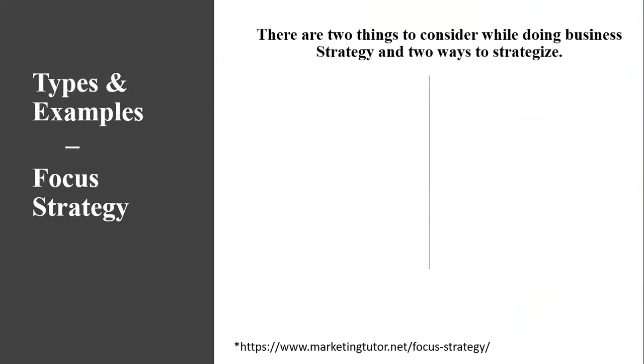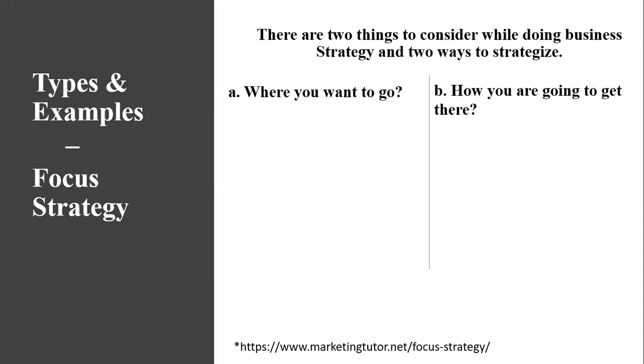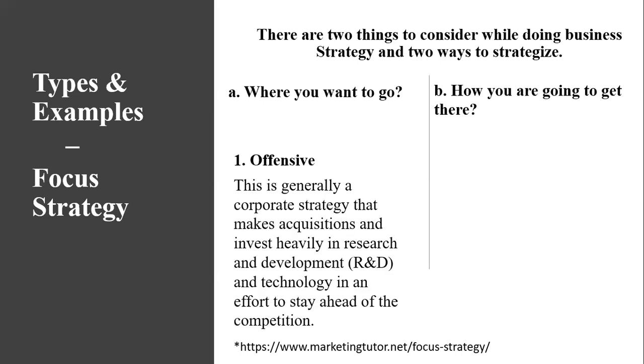There are two things to consider while doing business strategy and two ways to strategize. Firstly, ask yourself where you want to go. How are you going to get there? Then there's the offensive method. This is generally a corporate strategy that makes acquisitions and invests heavily in research and development and technology in an effort to stay ahead of the competition.